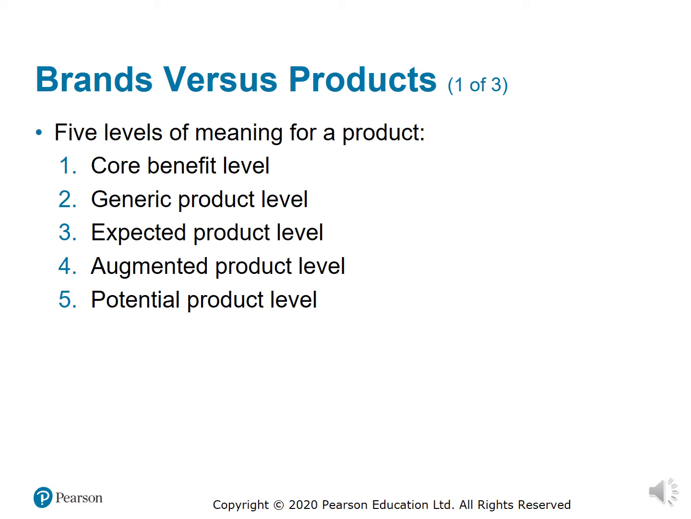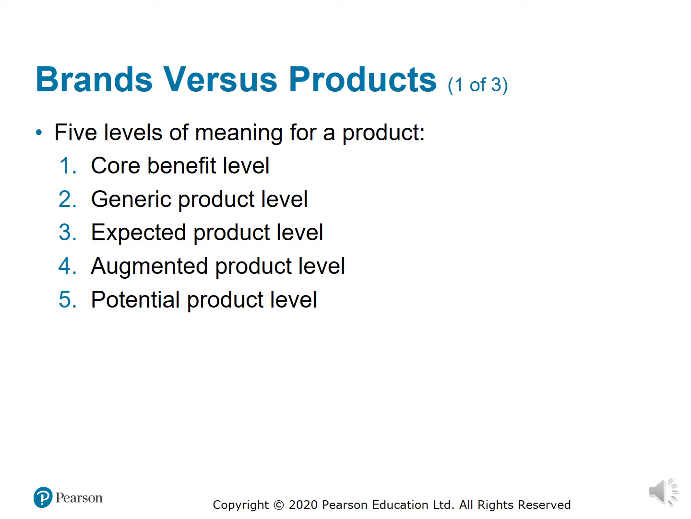There are 5 levels of meaning for a product. The first one, core benefit level. Second, generic product level. Third, expected product level. Fourth, augmented product level. Finally, potential product level. The first, core benefit level, is the fundamental need or want that consumers satisfy by consuming the product or service. It's like when consumers buy cosmetics, they think of or dream of some hope or beauty. It is the core benefit level for a product. Okay.